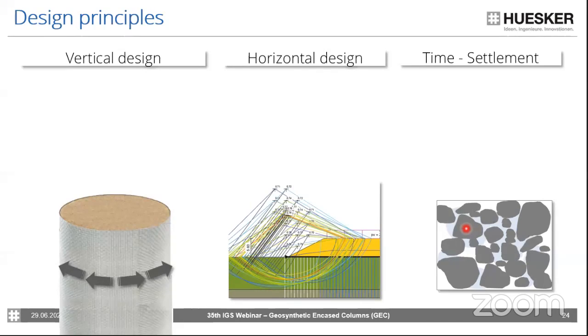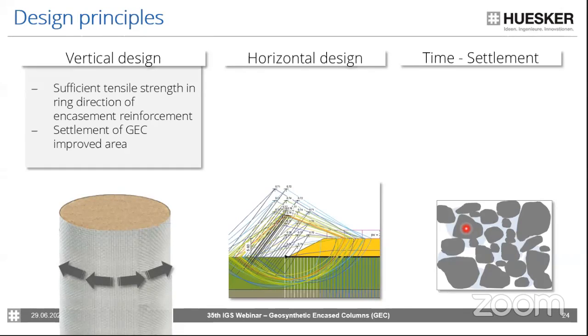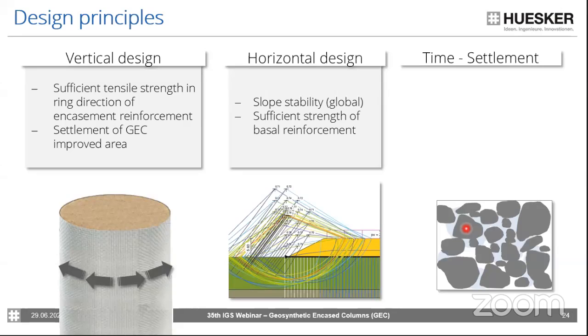If you are interested in doing a design, you have to consider 3 different parts. It's first of all the vertical design. This ensures sufficient tensile strength in ring direction, so that basically your sleeve is strong enough that it won't break. And you will also estimate the settlement of the GEC improved area. The second part would be the so-called horizontal design. And this is the slope stability, so the global stability of your embankment slopes, and also you estimate the sufficient strength of the basal reinforcement.